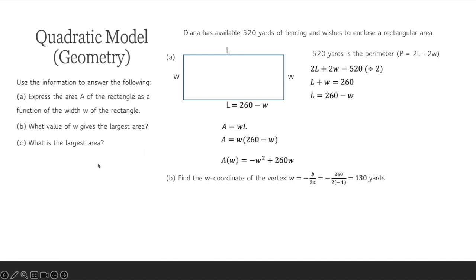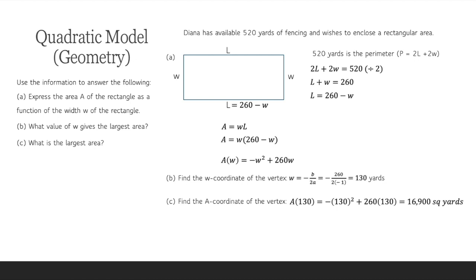And now, what is the dimension of this area? Now I will replace the value of W in the function by finding the A coordinate of the vertex. I replace by 130, and I have that she will have 16,900 square yards of area after she fences this rectangle. I want you to observe something here.